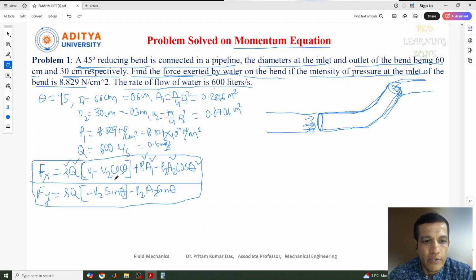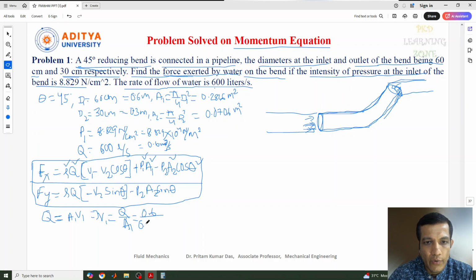So V1, V2 is easy to calculate because area A1 and A2 are given and Q is also given. So we'll put the value in the continuity equation, or the rate of flow, discharge equal to A1 V1. So here we can calculate the value of V1, that is nothing but Q by A1. So Q is 0.6 divided by A1, which is 0.2826. We'll get the value of V1. Similarly, V2 equal to 0.6 divided by A2. A2 is 0.0707, I can say.